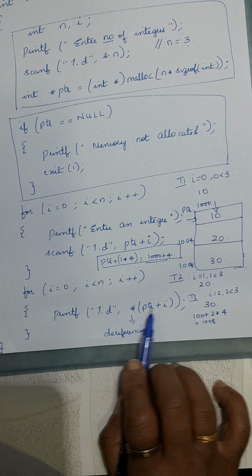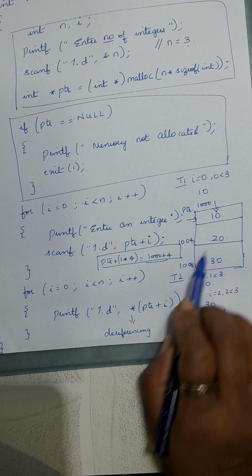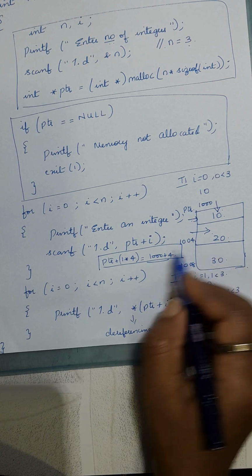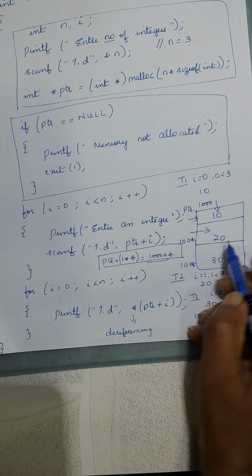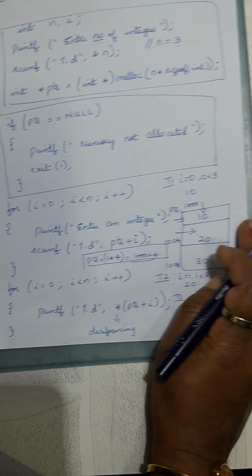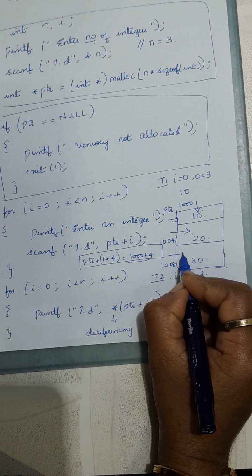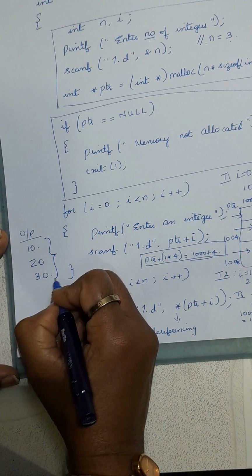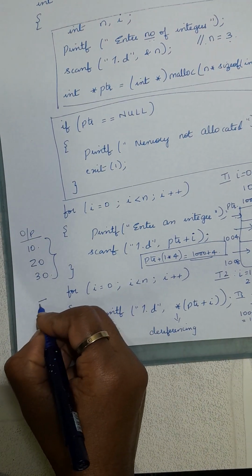Okay, then coming here, next i value is equal to 1. It will come here, 1000 plus 1 into 4, at 1004 value 20 is there. So it will fetch the value. Star ptr plus i will fetch the value. ptr plus i will point to the address. So 20 will be printed here, 10 and 20, and then finally i is equal to 2, it will go to 1008. What is the value here? It is 30. It will fetch 30 and print it. 10, 20, 30 will be displayed. I hope you understood the concept. Thank you.